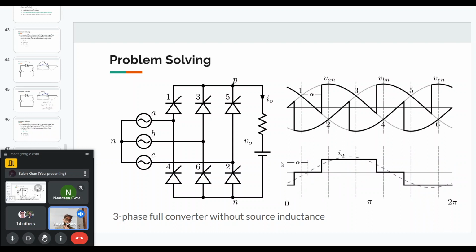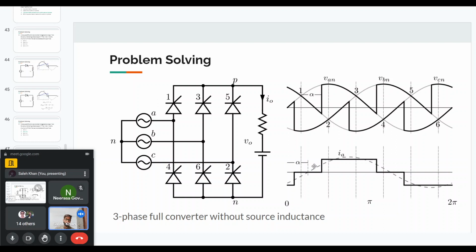Now, how does the current look like? The supply current will basically turn on whenever thyristor 1 is on. The phase A current will be positive, and when thyristor 4 is on, the phase A current will be negative. Based on the voltage, this is how the current will look like. And the angle between the voltage waveform and the current waveform is alpha.